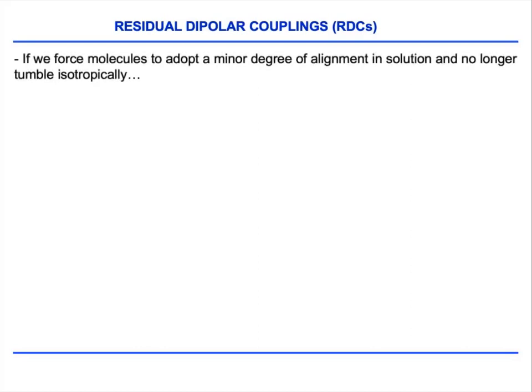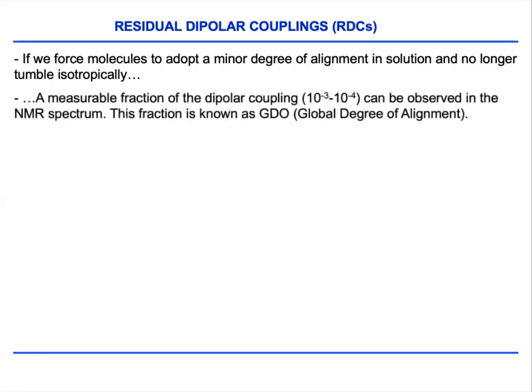But if we force molecules to adopt a minor degree of alignment in solution so that they no longer tumble isotropically, a measurable fraction of the dipolar coupling, 10 to the negative 3, 10 to the negative 4, can be observed in the NMR spectrum. This fraction is related to the GDO, the global degree of alignment, and is a property of the alignment and also of the size of the molecule.